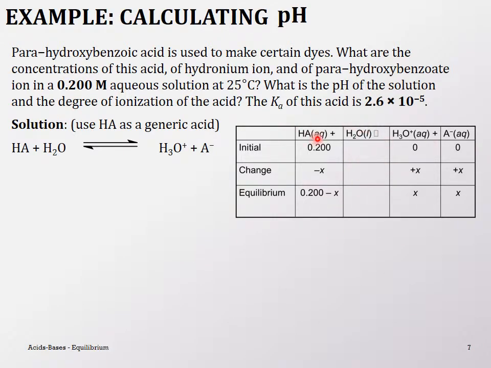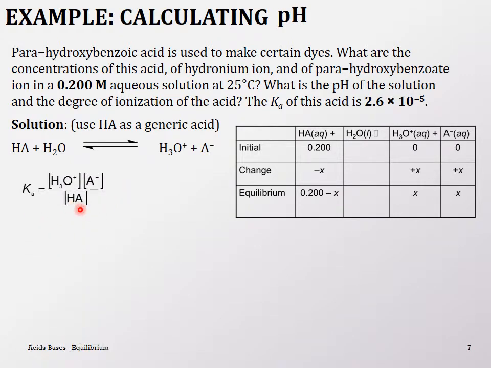Set up an ice table like this as we have before. So HA plus water gives us hydronium ion and then the conjugate base. Set up your numbers. Initial concentration is 0.2, and 0 and 0 for hydronium ion and conjugate base, then minus X, plus X. And at equilibrium, you have 0.2 minus X, and then X and X for the two ions as the concentrations. So now we're going to calculate for X, which you have done before also.